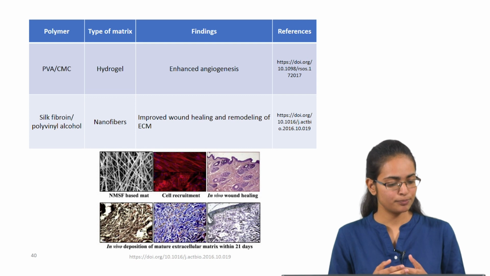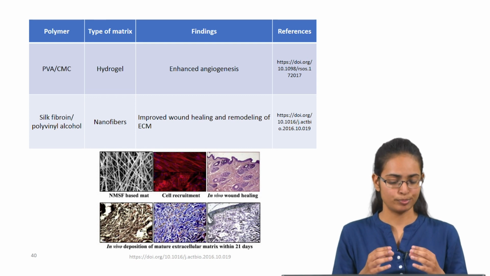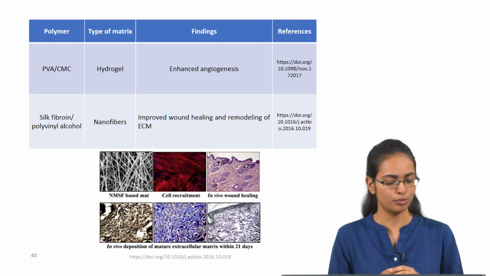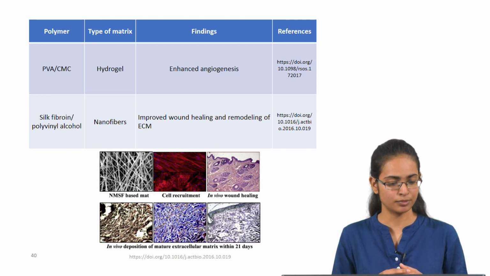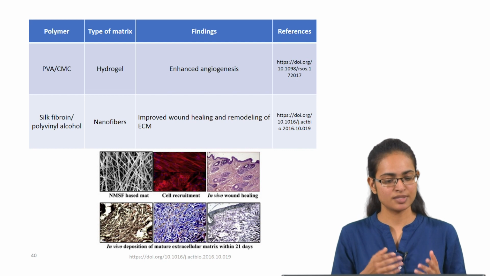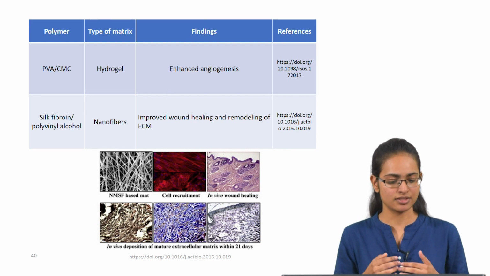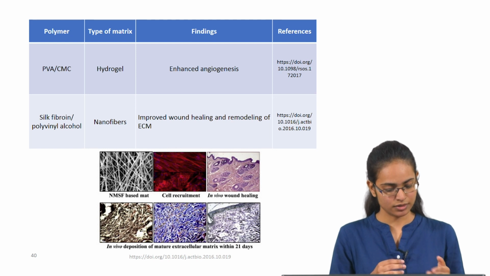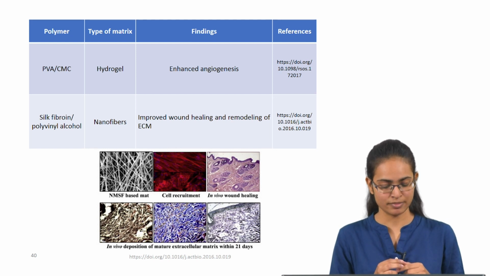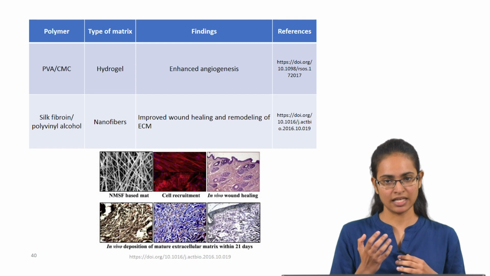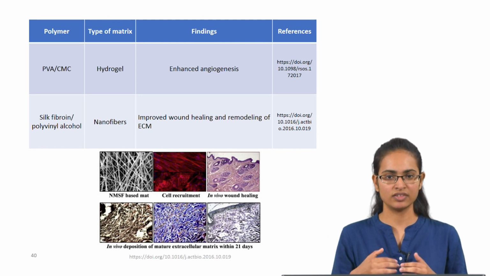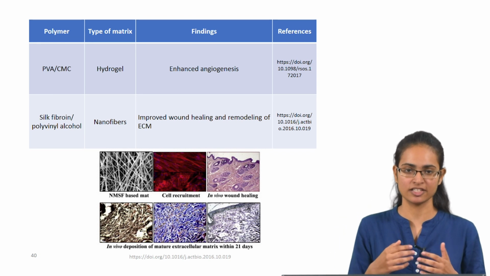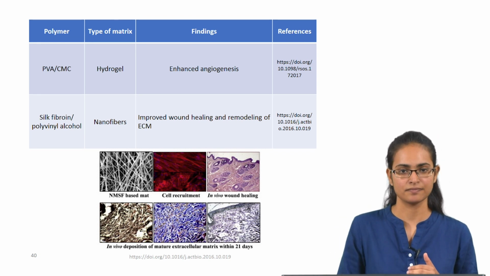Silk fibroin PVA blend has also been used. Silk fibroin here is the natural component and PVA being the synthetic component. This has been fabricated as nanofibers. Here you can see the silk fibroin based mat. It helps with cell recruitment, and also they have done in vivo studies to show improved wound healing and remodeling of the extracellular matrix.